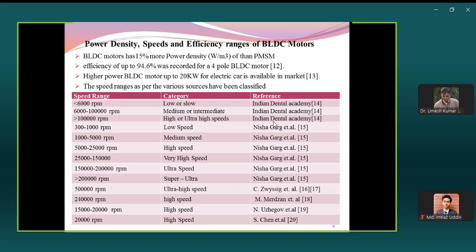So overall, we have different speed ranges, and up to now 94.6% maximum efficiency has been recorded for BLDC motors. As far as capacity is concerned, a 20 kilowatt electric car motor has been in the market till now. It is to be noted that BLDC motor has 15% more power density than conventional PMSM.